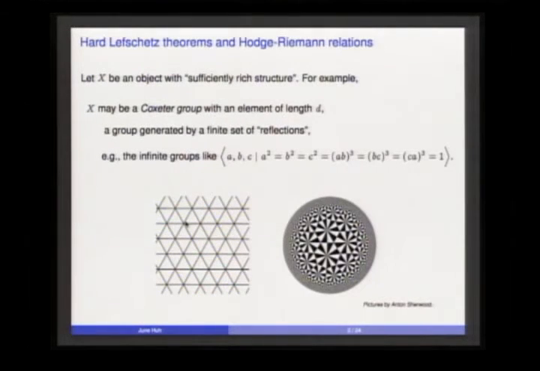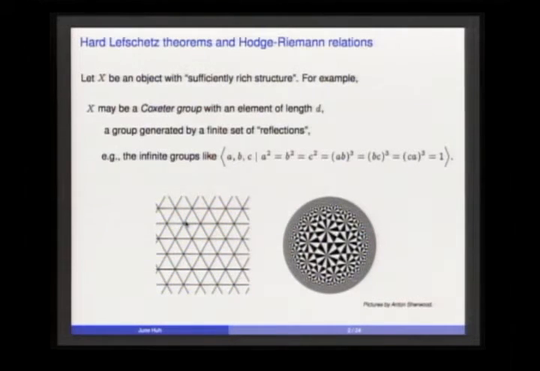Or maybe you like symmetric objects. So your X may be a Coxeter group with a fixed element of given length d. So here the length plays the role of the dimension in previous examples. Your X in this case may be a finite group, like the symmetric group, or maybe an infinite group like that one: A squared equals 1, B squared equals 1, C squared equals 1, (AB) cubed is 1, and so on. And that is the group of symmetries of the first picture you see on the left.